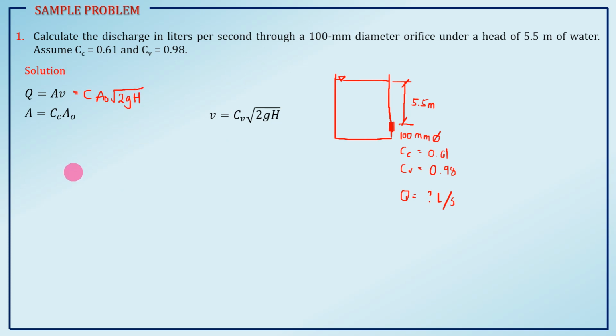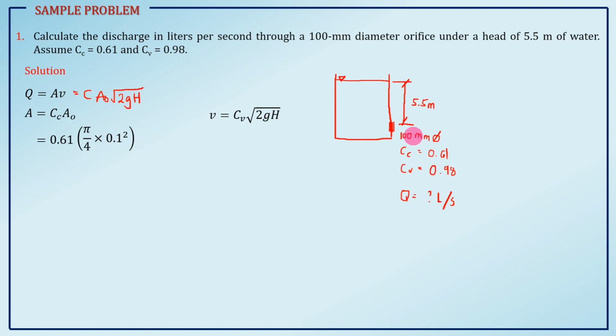Ayan. So, gawin natin yung procedure na yon. But, since alam niyo naman na tong equation ng CcAo square root of 2gh, pwede na yang direct na i-solve. Sige. So, Cc, we have 0.61. Ao, that is the area of the orifice. We have this dimension ng orifice na 100 millimeter. So, since bilog yan, our area would be pi d squared over 4. And yung diameter natin must be in meters. So, convert 100 millimeter to meter, that is 0.1.